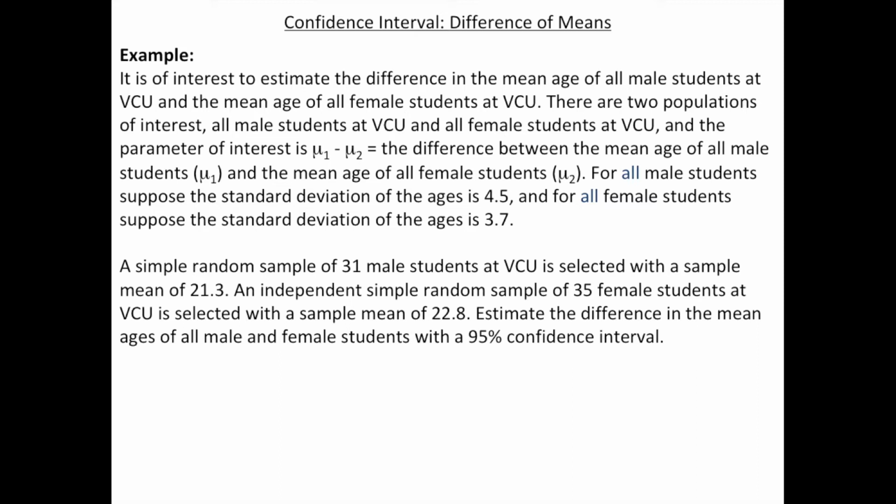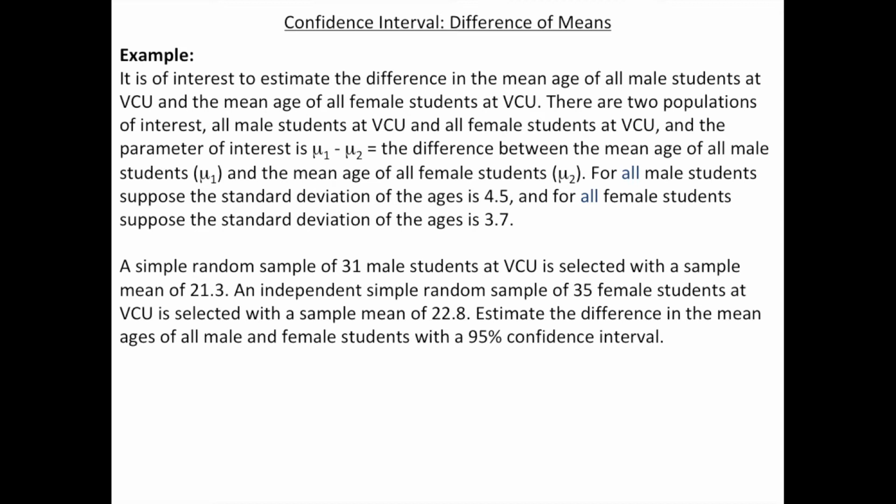For all male students, suppose the standard deviation of the ages is 4.5, and for all female students, suppose the standard deviation of the ages is 3.7. A simple random sample of 31 male students at VCU is selected with a sample mean of 21.3. An independent simple random sample of 35 female students at VCU is selected with a sample mean of 22.8. Estimate the difference in the mean ages of all male and female students with a 95% confidence interval.